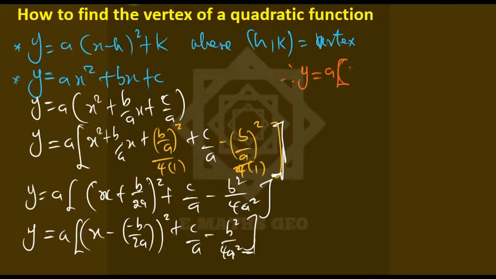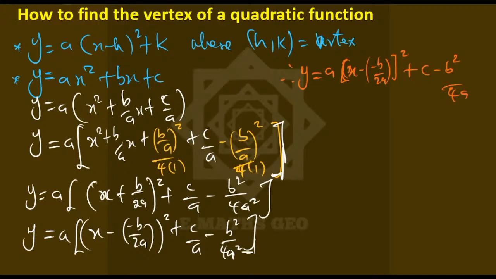You get this times this now. A is just affecting this one, which is x minus b over 2a, all squared. Why? A times this is c. A times the other one is b squared over 4a. So what do you observe here? Can you compare? What do you observe?